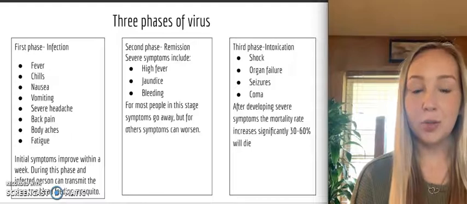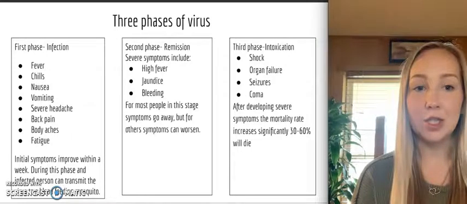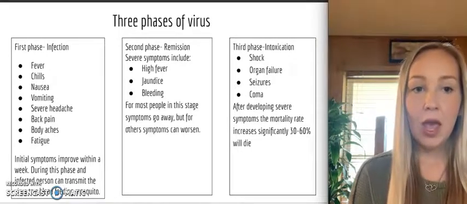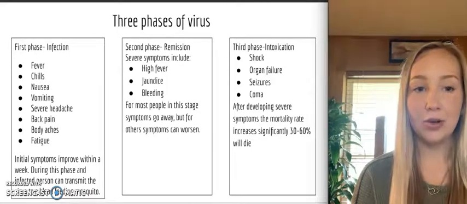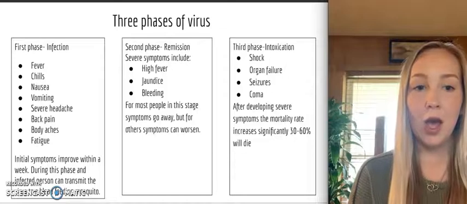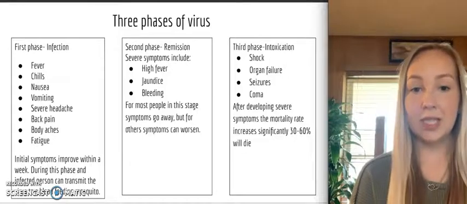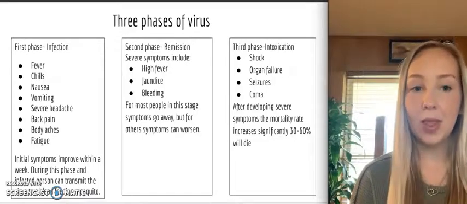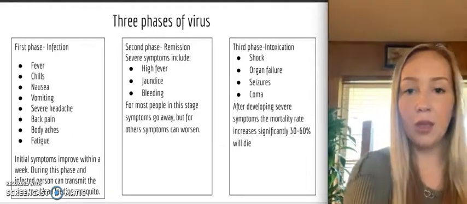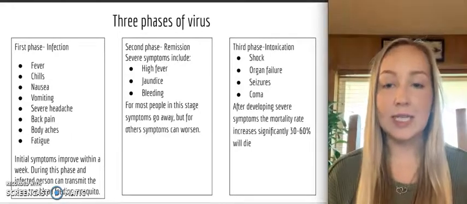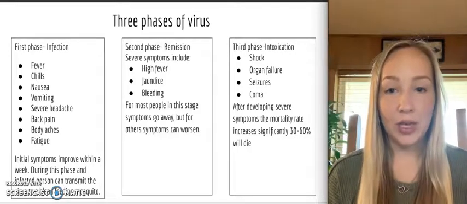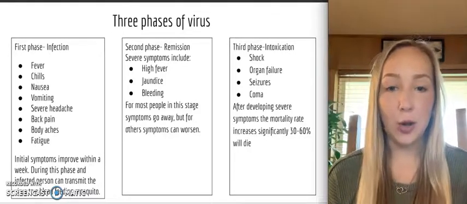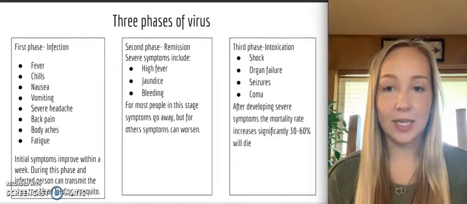If they don't improve within the week, that's when you enter the second phase, which is usually called remission. And severe symptoms of the second phase include high fever, jaundice, or bleeding. For most people, this is the phase where all their symptoms go away, but for others, it can worsen. Third phase is intoxication. This is where your body goes into shock and organ failure. Seizures and coma are also very common during this stage.